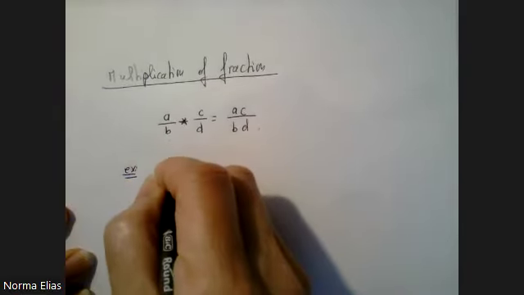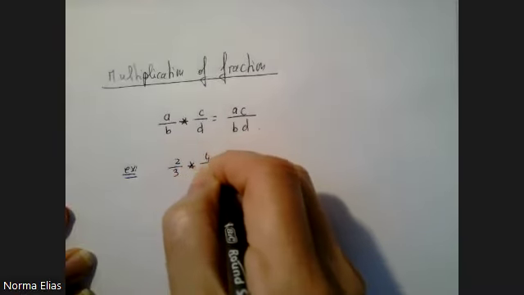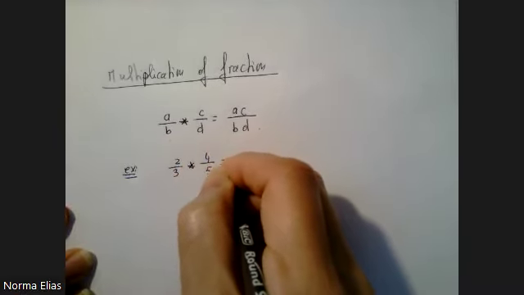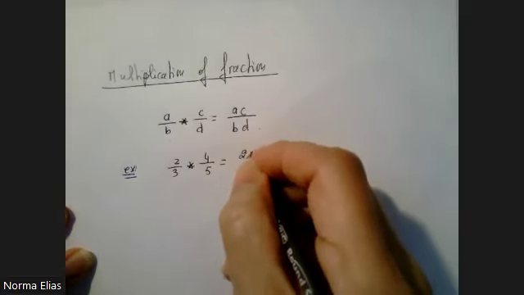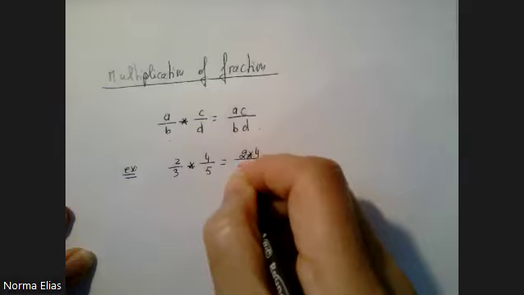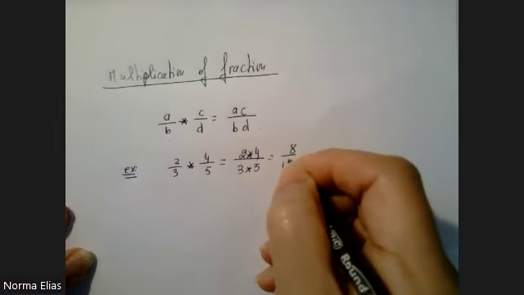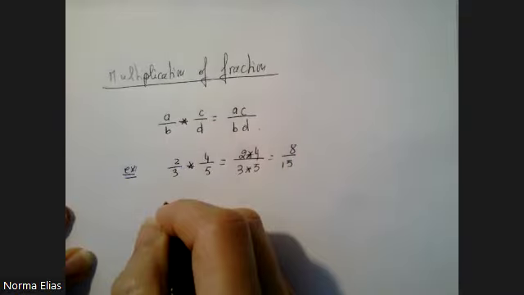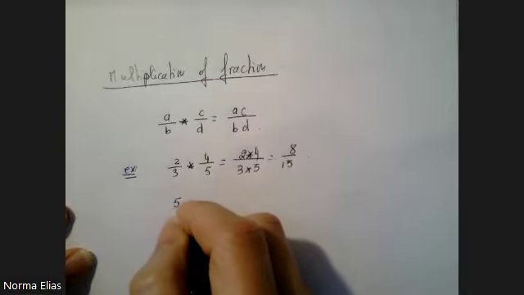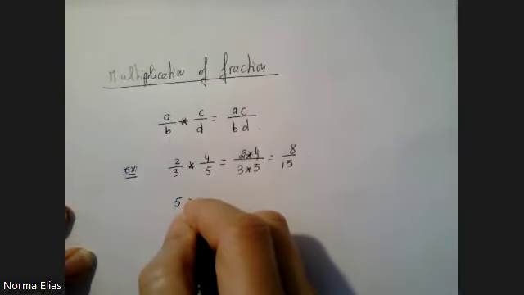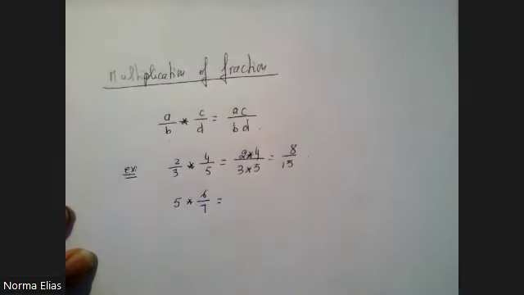Suppose I have 2/3 times 4/5. How do you multiply? We multiply across: 2 times 4 divided by 3 times 5. 8 over 15. Now, example number 2. Suppose I have 5 times 6 over 7. This should give me how much?